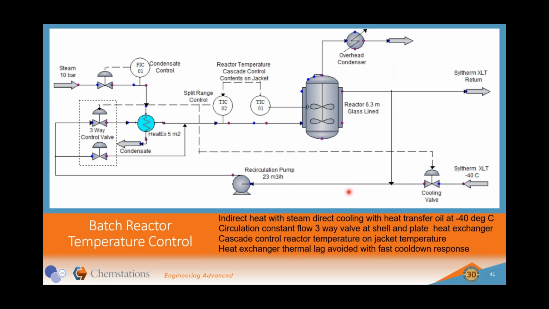So what we're showing here is an indirect heat with steam, indirect with steam and direct cooling with heat transfer oil. So what we have here is Siltherm XLT coming into a recirculating loop, this recirculating pump, three-way valve here. The beauty of this approach is that you avoid the lag in this heat exchanger, because when you're on full cool, you come in this way, and then you can come through here and you avoid the lag completely that can take place there. We're doing a cascade temperature control here, contents to the jacket temperature, jacket inlet temperature, and this is a flow control simulating the condensate removal system here, steam trap arrangement.